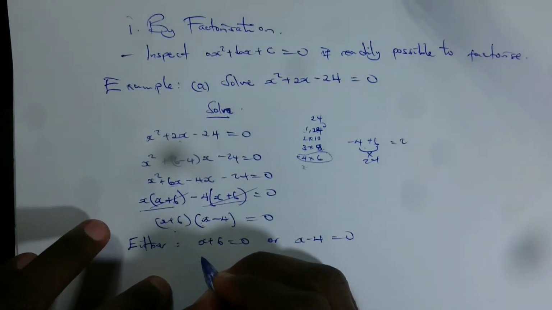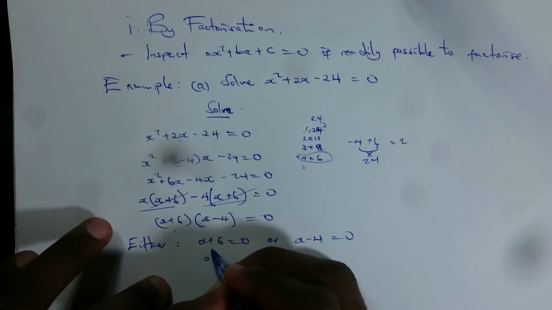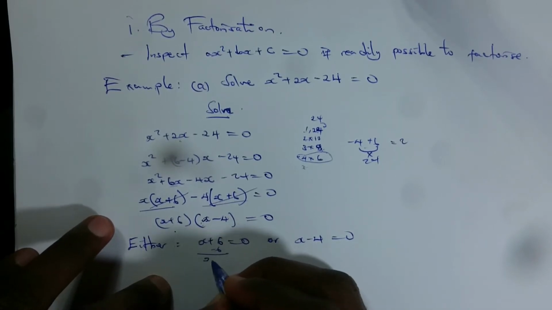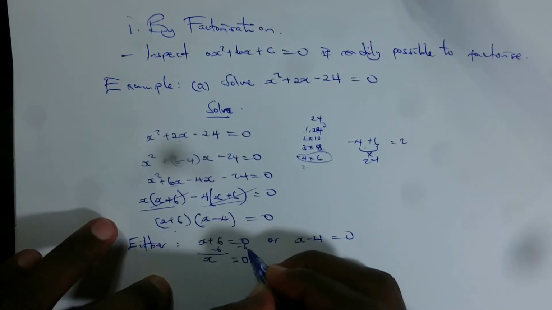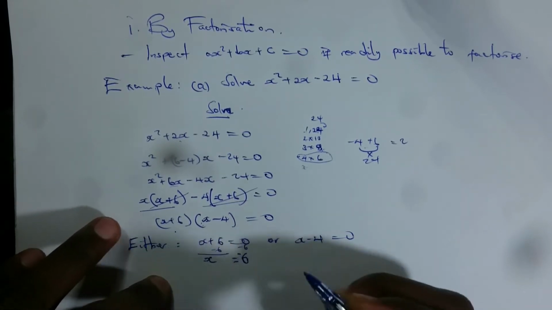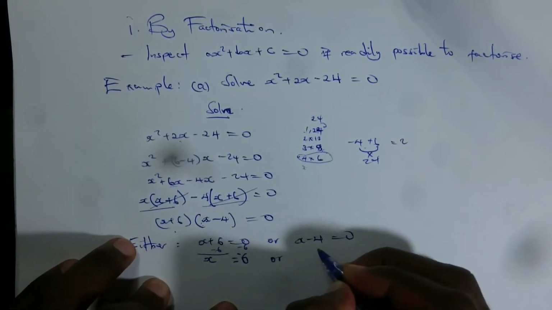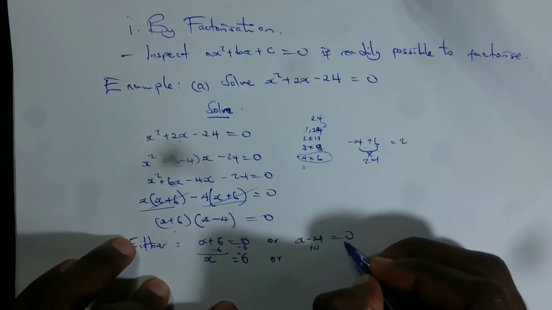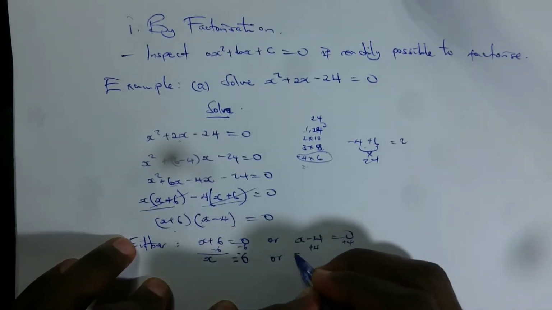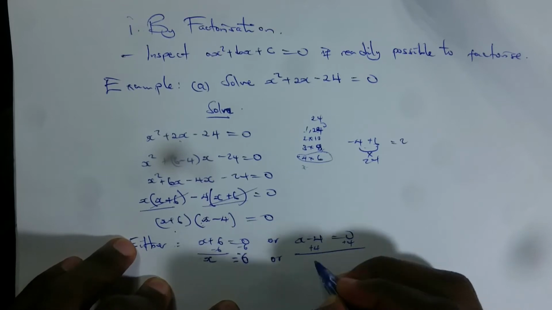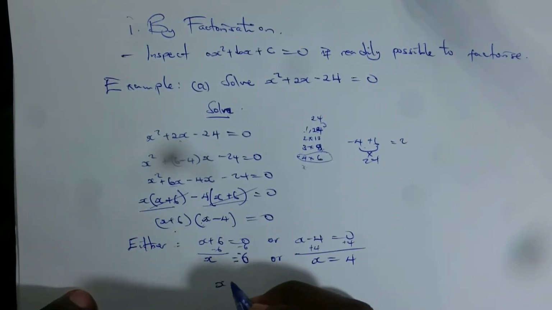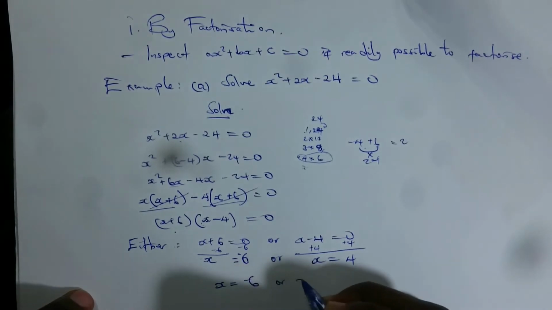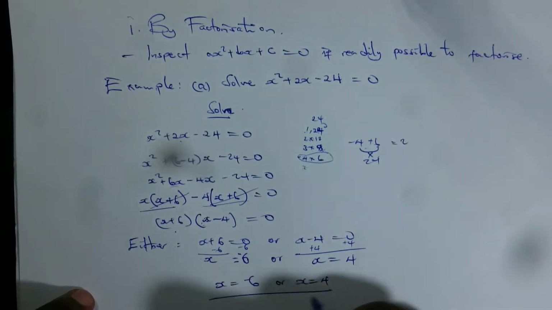So we solve for x here by subtracting 6, so that we have only x remaining here equals 0. If we subtract 6 here, it means negative 6, or we add 4 here to remove this. We also add 4 on both sides, so that we have x remaining equals positive 4. So we have x equals negative 6 or x equals positive 4.